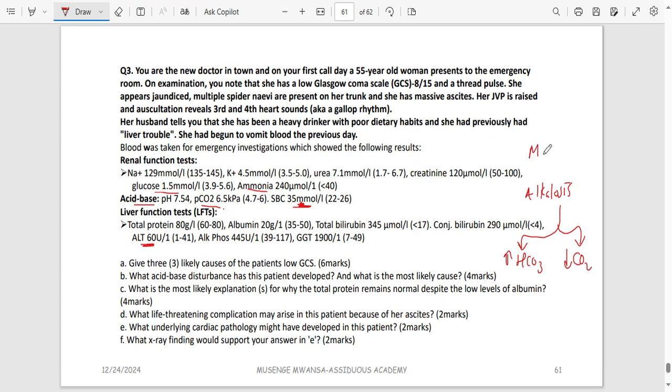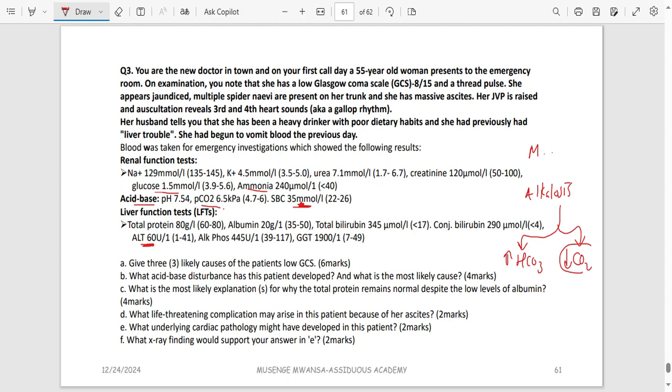So this is actually metabolic alkalosis with respiratory compensation. The normal pH is 7.35 to 7.45. So there's some compensation because of the rise in carbon dioxide that we've seen. So it's metabolic alkalosis with partial respiratory compensation. And then what is the most likely cause? What is the cause of this problem?